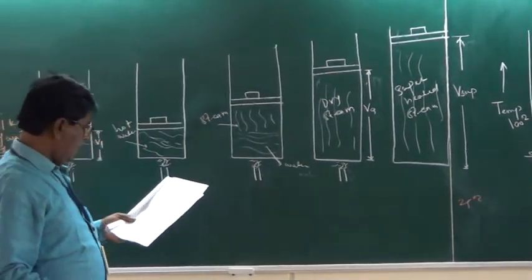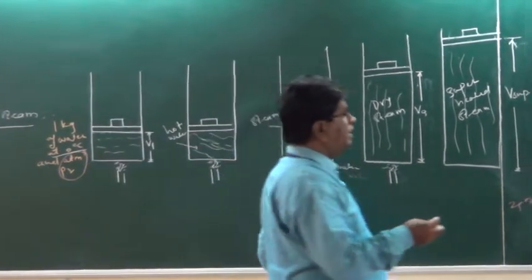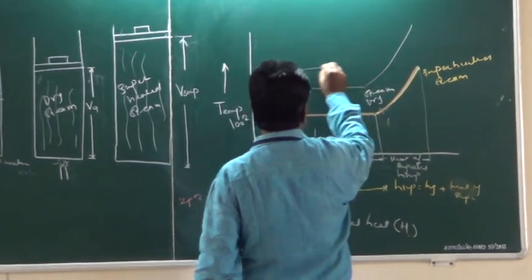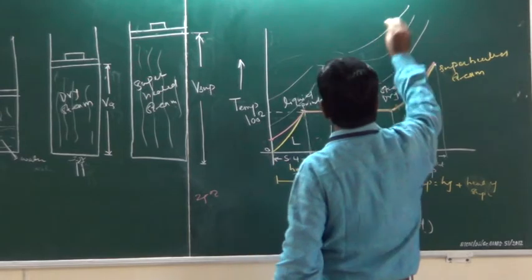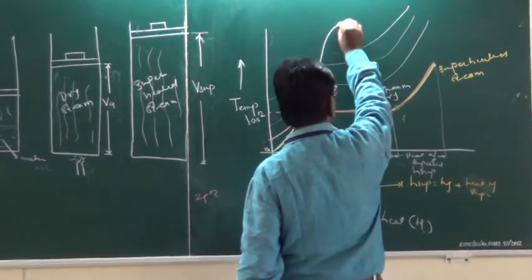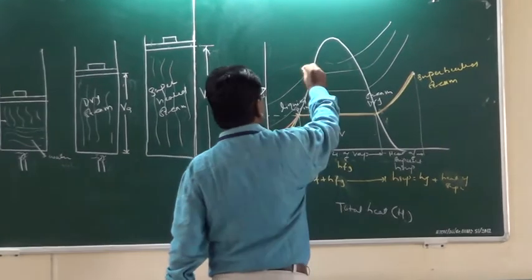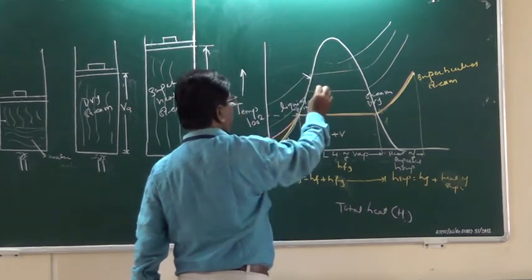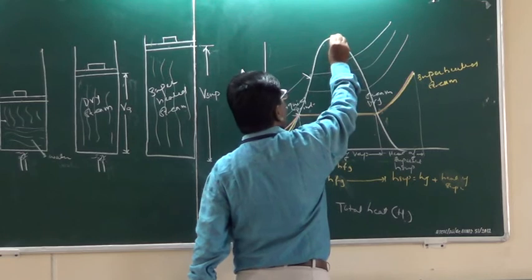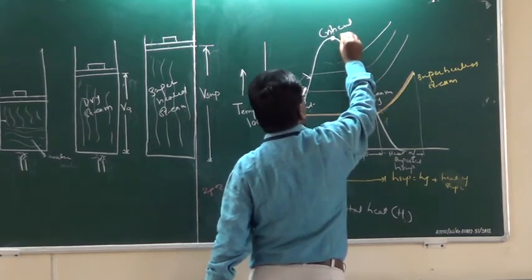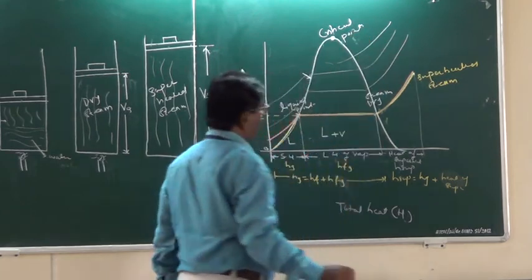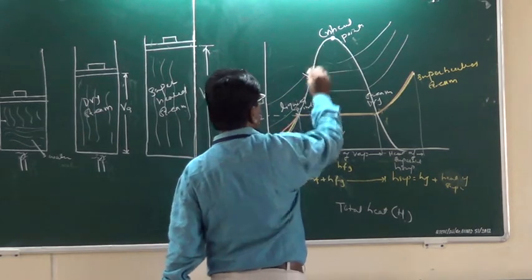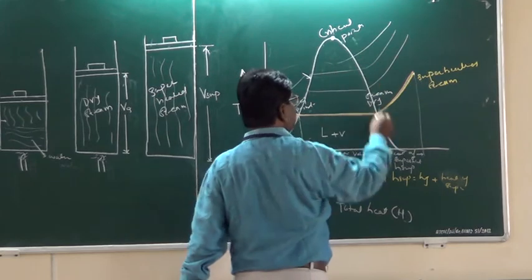Now in this way, if you plot the graphs for different conditions and join their points, this line is called the liquid line. So all the points on this line are liquid. Here is one topmost point, we call it the critical point. Towards this side, all conditions are liquid points.